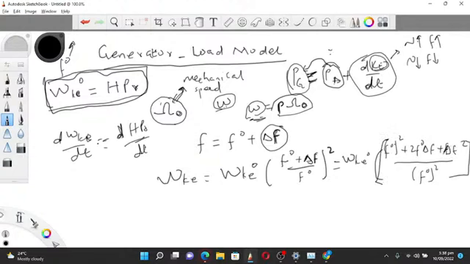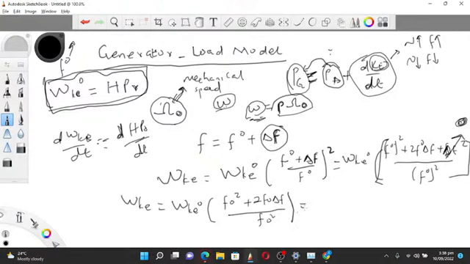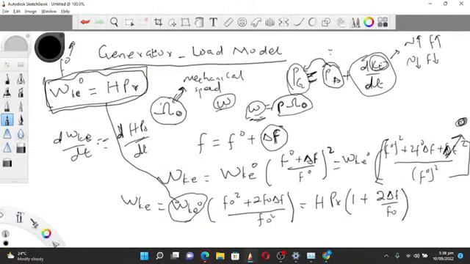Since the change in F is very, very small, when you square it, you get a way smaller value. So let's take it as 0. Our new kinetic energy will give us the old kinetic energy times (F0 squared plus 2F0 change in F) all over F0 squared, which can be expressed with this kinetic energy formula here. So we can write HPR multiplying, if I simplify that, 1 plus 2 change in F over F naught. Very, very simple.